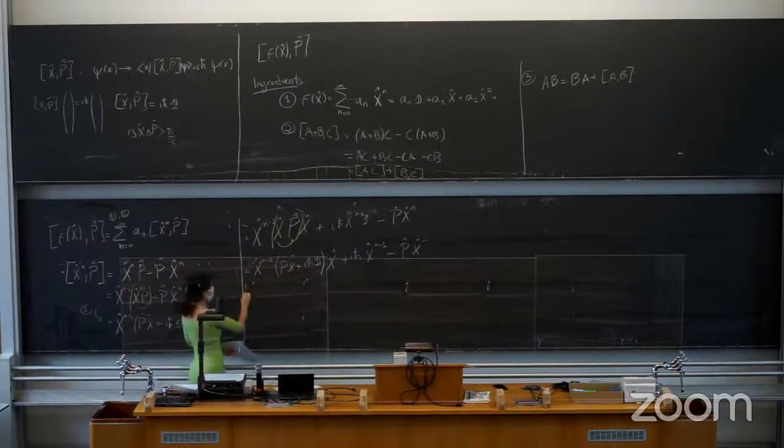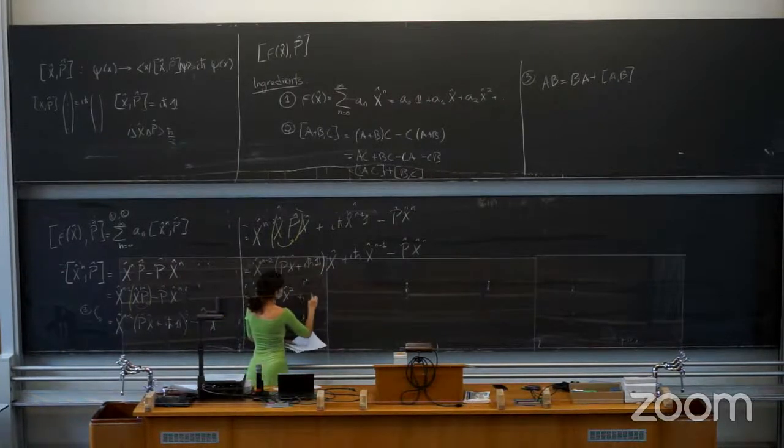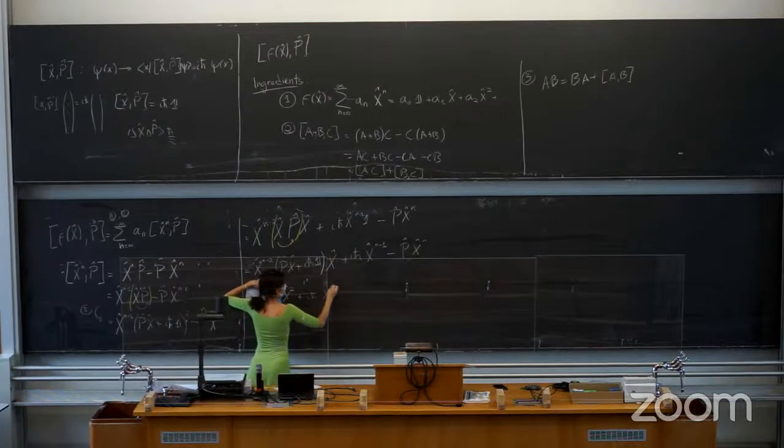So what is this? I'll write it again. It's x^(n-2) p x, and we have these two x's to pick up, plus i h bar, and then in this term we have x^(n-2) on this side and one more x there, so it's x^(n-1). Now we still have this thing here.